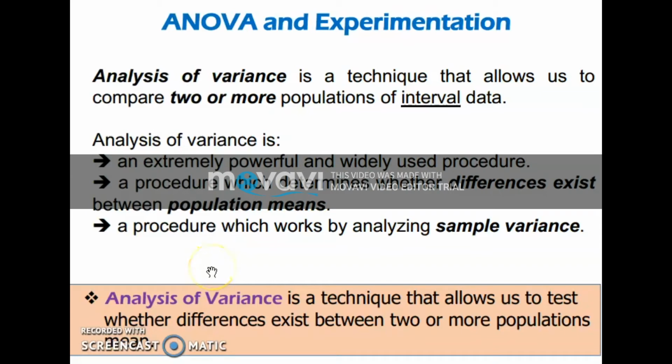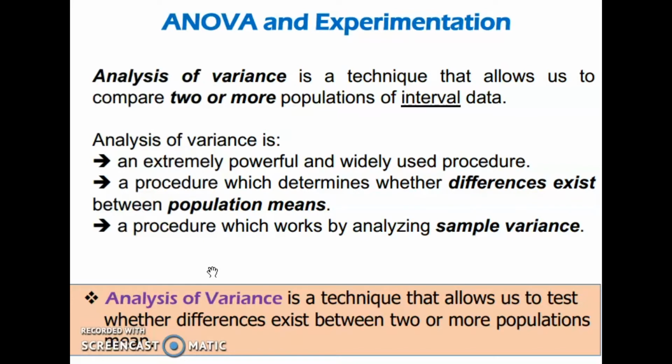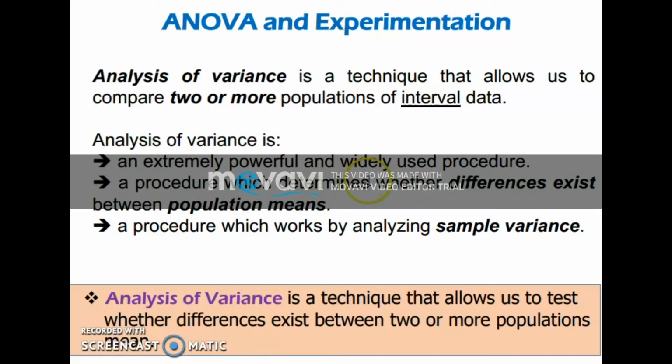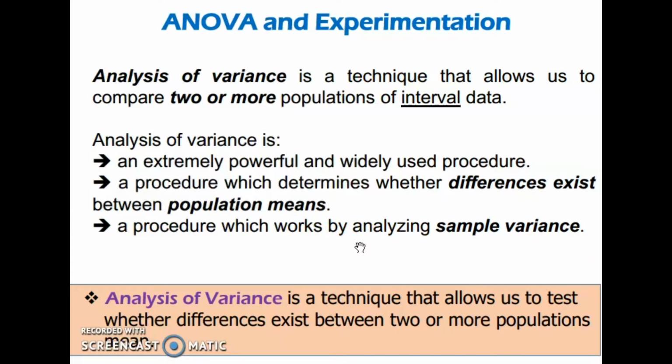Suppose we want to test whether there is a statistical difference between two or more population means. To do this, there is a technique called analysis of variance, or ANOVA. ANOVA is an extremely powerful and widely used procedure, and it works by analyzing the sample variance. Basically, we will use a lot of formulas to set up the ANOVA table.